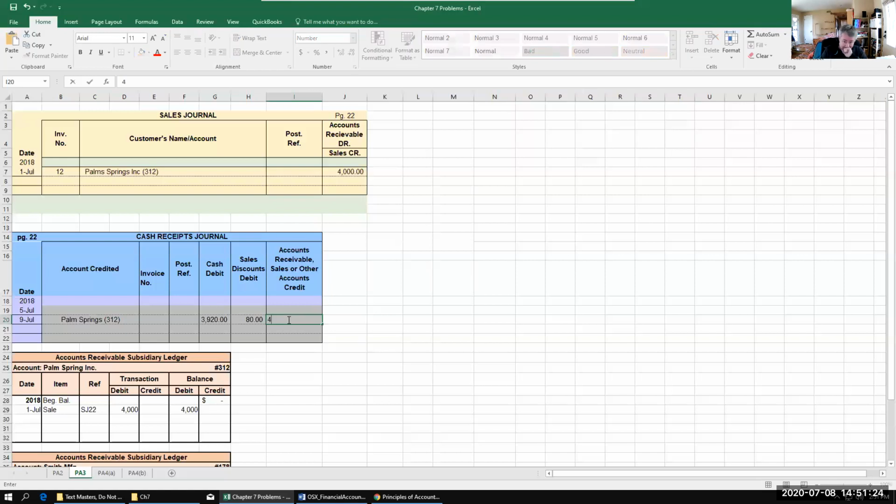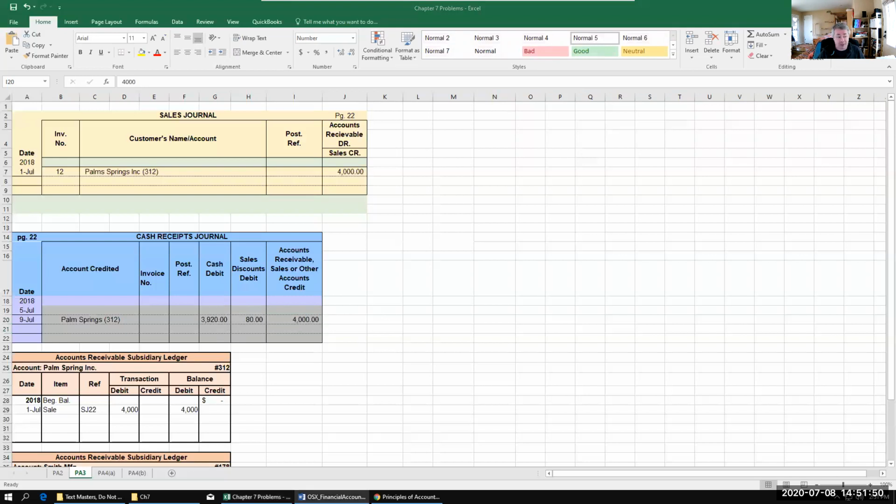Our credit is going to be for Palm Springs. And we're going to put the 4,000 in there because now they've paid off their account, even though they didn't pay the full amount. They got a discount because they paid within the time window. And so there you go. So you get the cash and the sales discount they received, and these would be the debits in a traditional journal entry. And here we have a credit of $4,000.